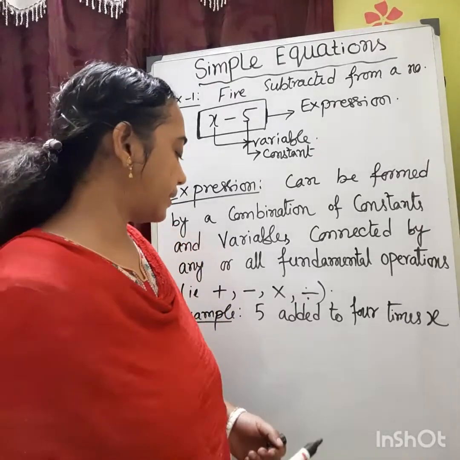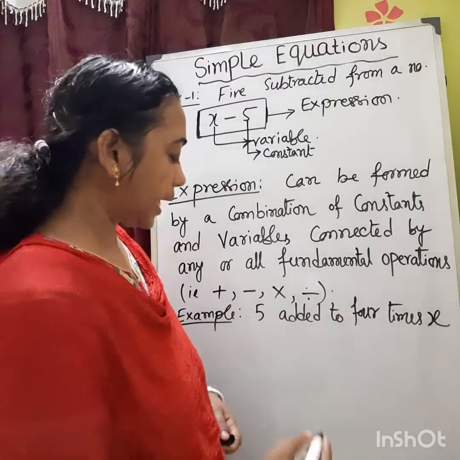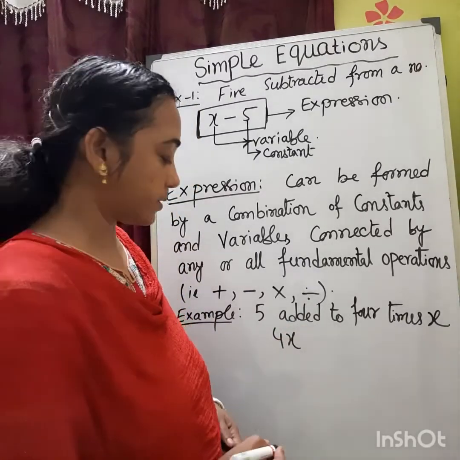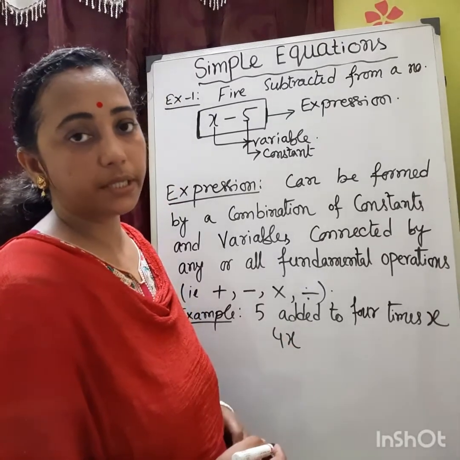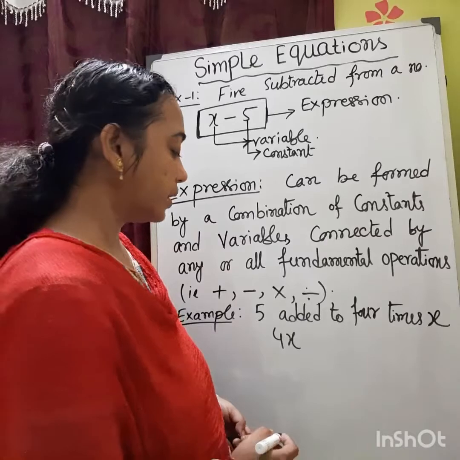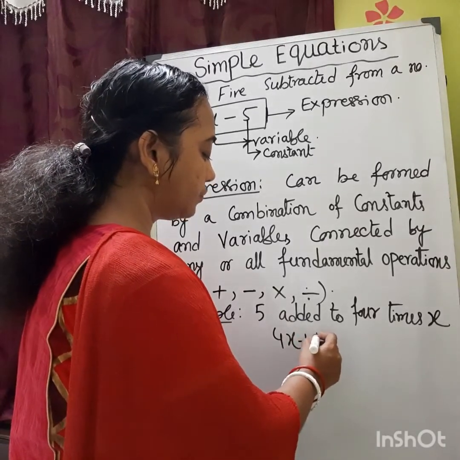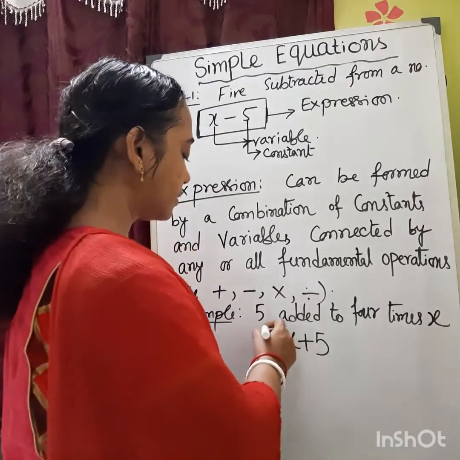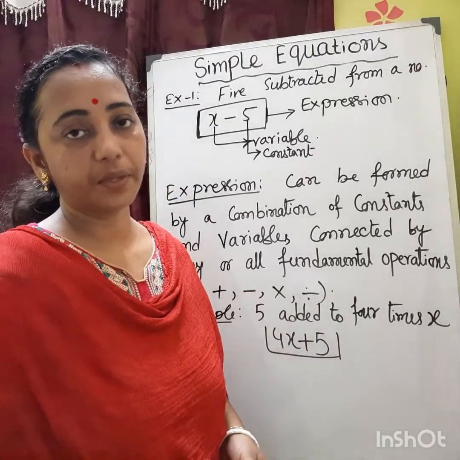Let us consider an example: 5 added to 4 times of X. We know that 4 times of X means 4X, that is 4 multiplied by X. So here the operation between the variable and a constant term is multiplication, then added to 5. So we use the operation addition, then we are adding the constant term, that is 5. So this is called an expression, 4x plus 5.